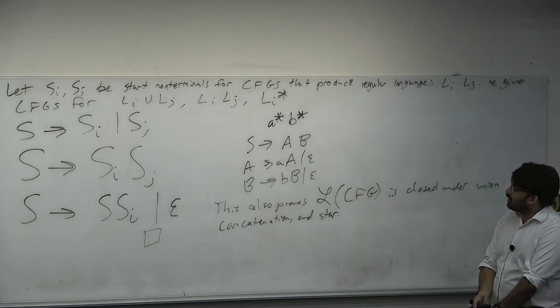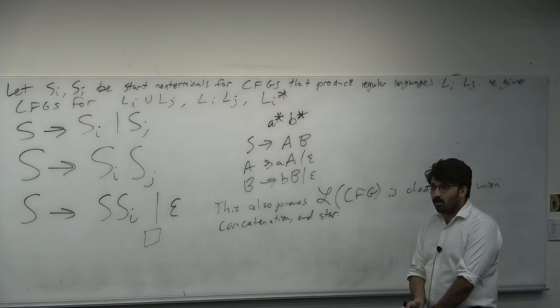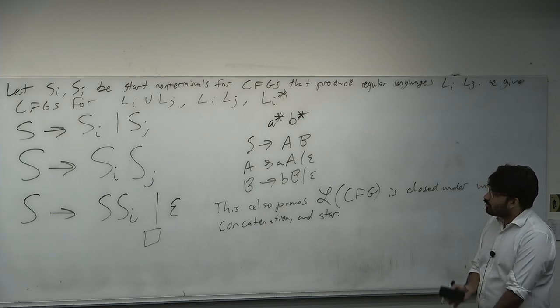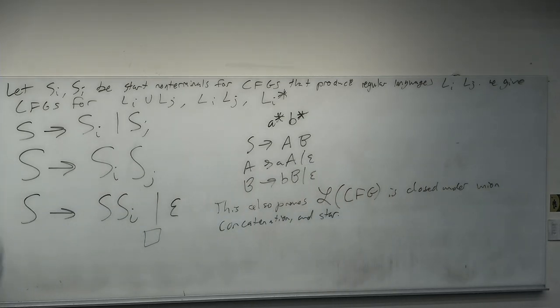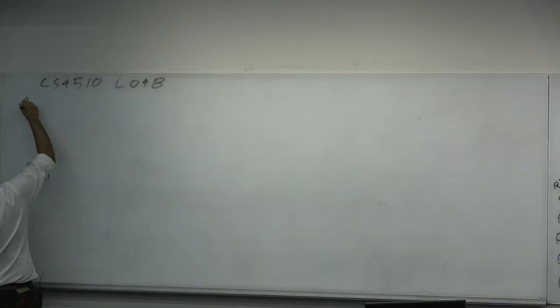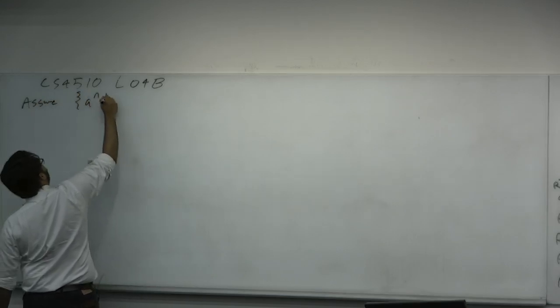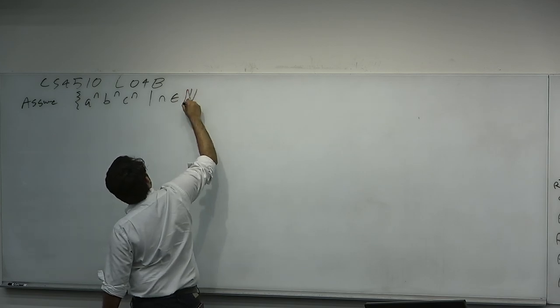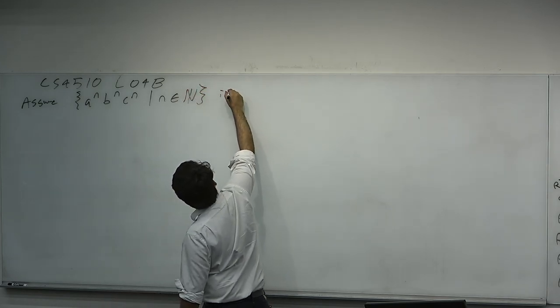It turns out that the context-free languages, although they are closed under union, concatenation, and star, the regular operations, are not closed under complement, and the context-free languages are also not closed under intersection. Let's prove that real quick. I should not have erased this picture, I'll have to redraw it. So assume a to the n, b to the n, c to the n, where n is a number, is not context free.